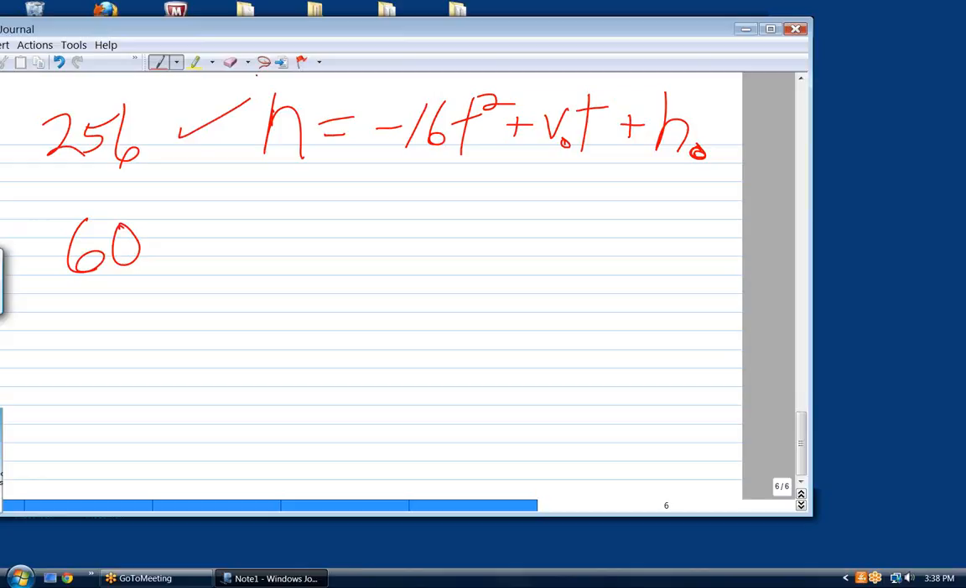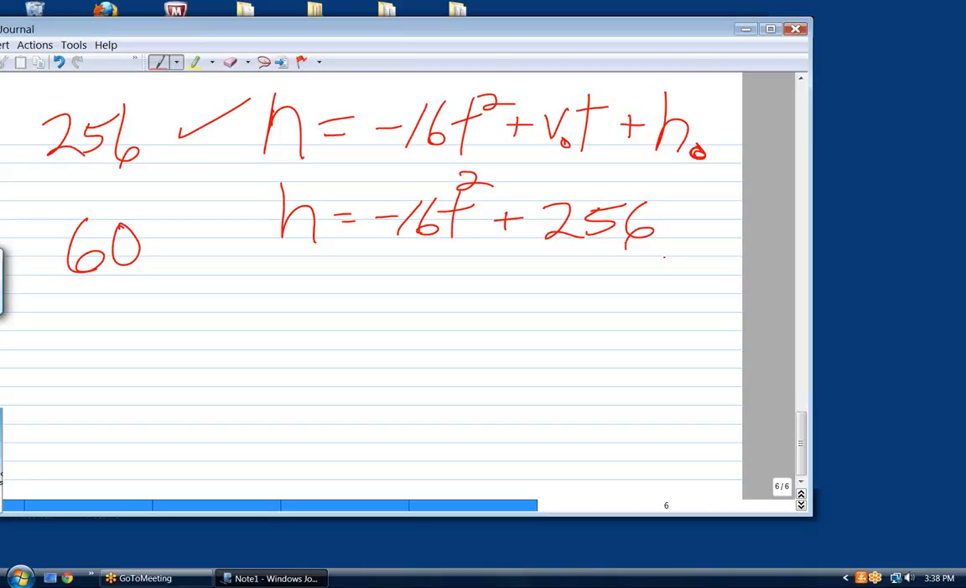So what's h sub 0? That's your initial height, so it would be 256. Okay. So we have h, the height of this rock is going to be minus 16t squared plus velocity is 0 to begin with, so there's no middle term, plus 256. So that's going to be the equation that models the behavior of this rock as it falls.